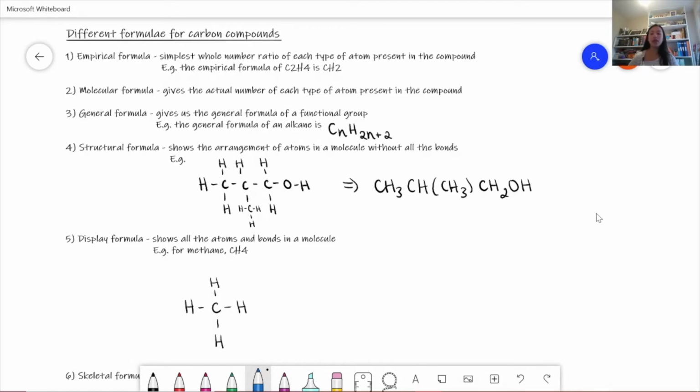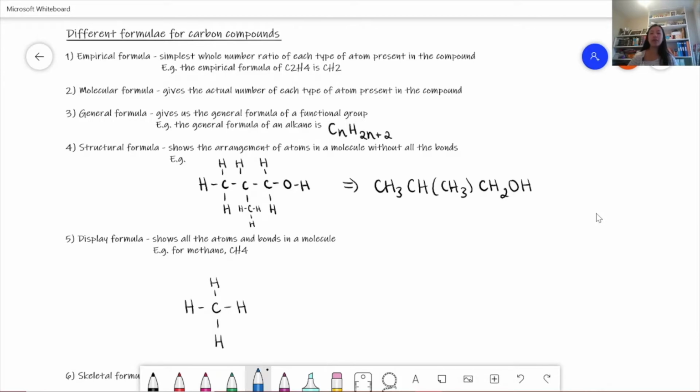The molecular formula gives the actual number of each type of atom present in the compound. So for the previous example, the molecular formula would be C2H4. The general formula gives us the general formula of a functional group. So a functional group is just a reactive group which is attached to a hydrocarbon chain. A hydrocarbon is just something that only has carbon and hydrogen bonds.